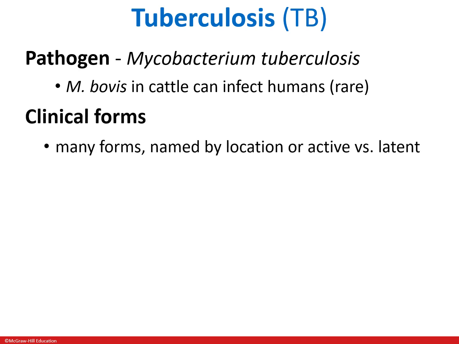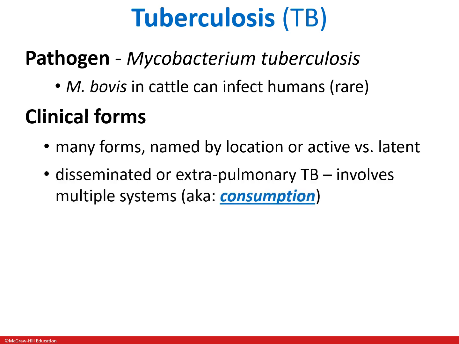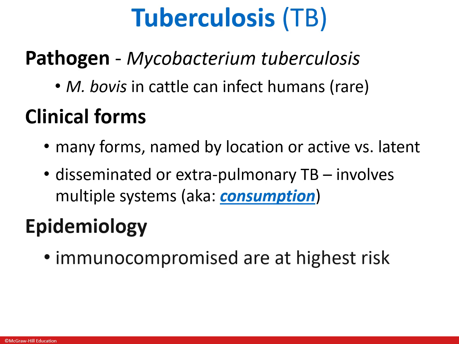The clinical forms, it's really complicated to surveil and detect tuberculosis, partly because it can be active or latent or resurgent or cured. There are many different stages. And so generally we think of the pulmonary form, and then we think of the disseminated, or what's sometimes called extrapulmonary tuberculosis, and that is where it involves multiple organ systems. And historically, we would call that version consumption, because it literally sort of consumed you from the inside out. It would damage many different organ systems.